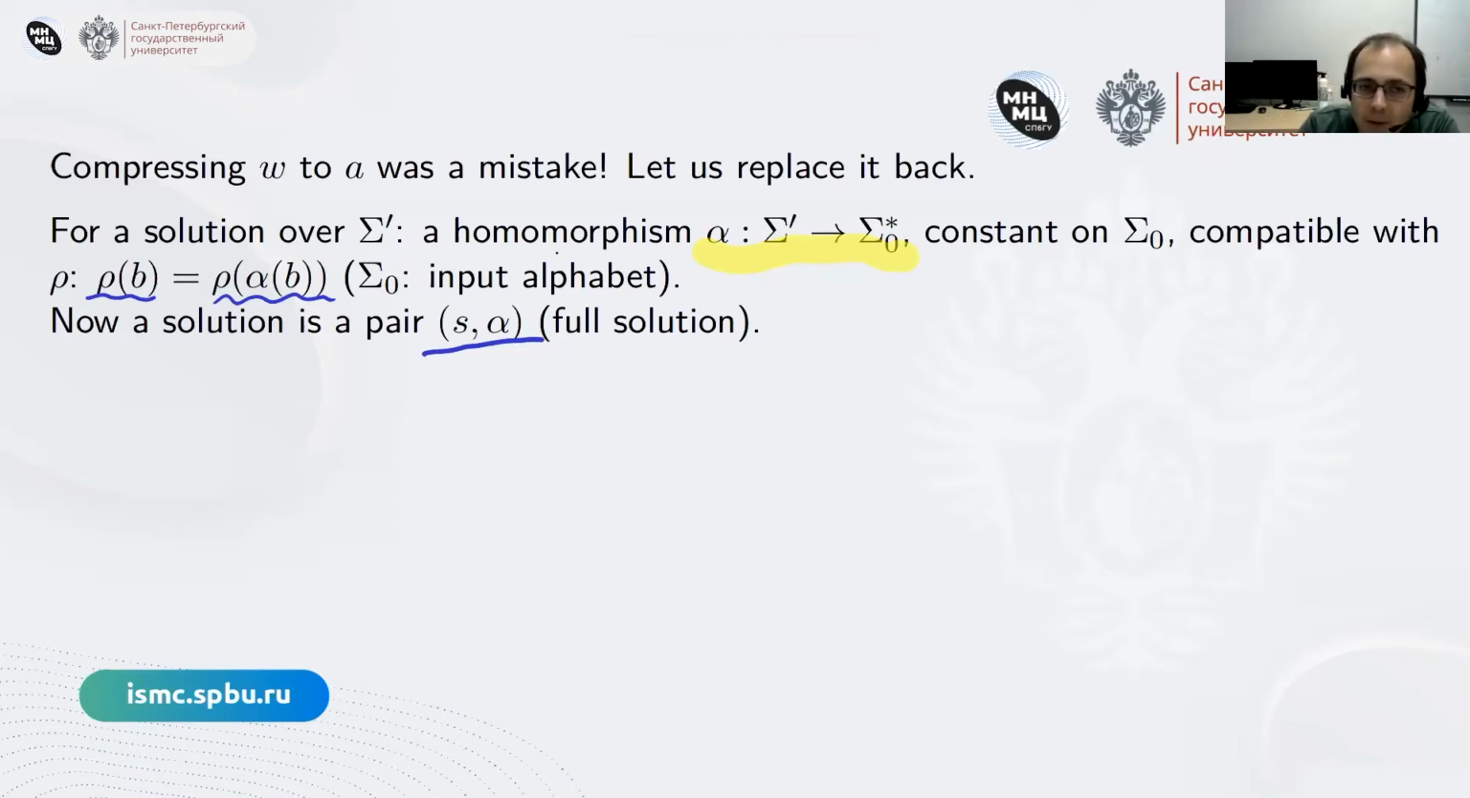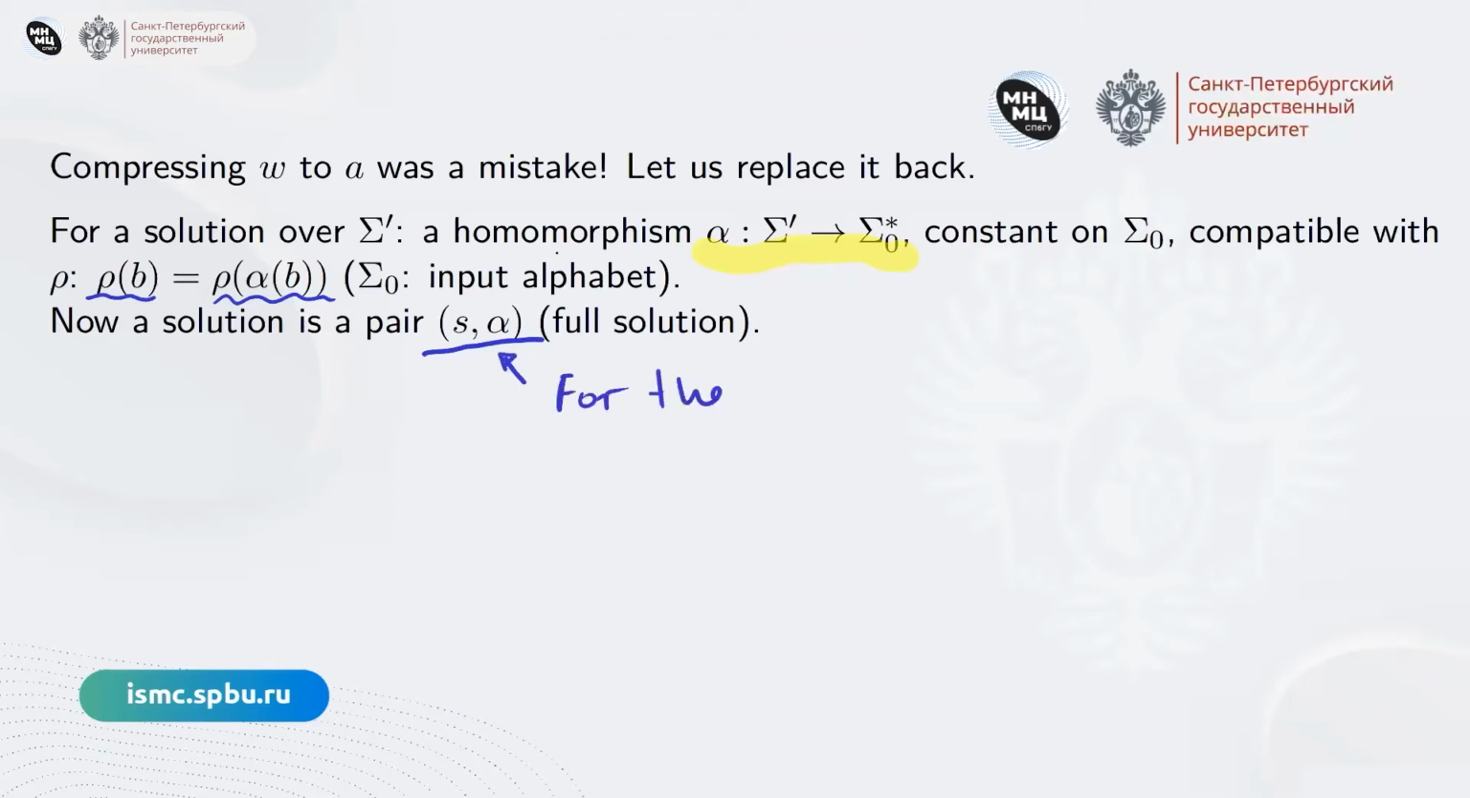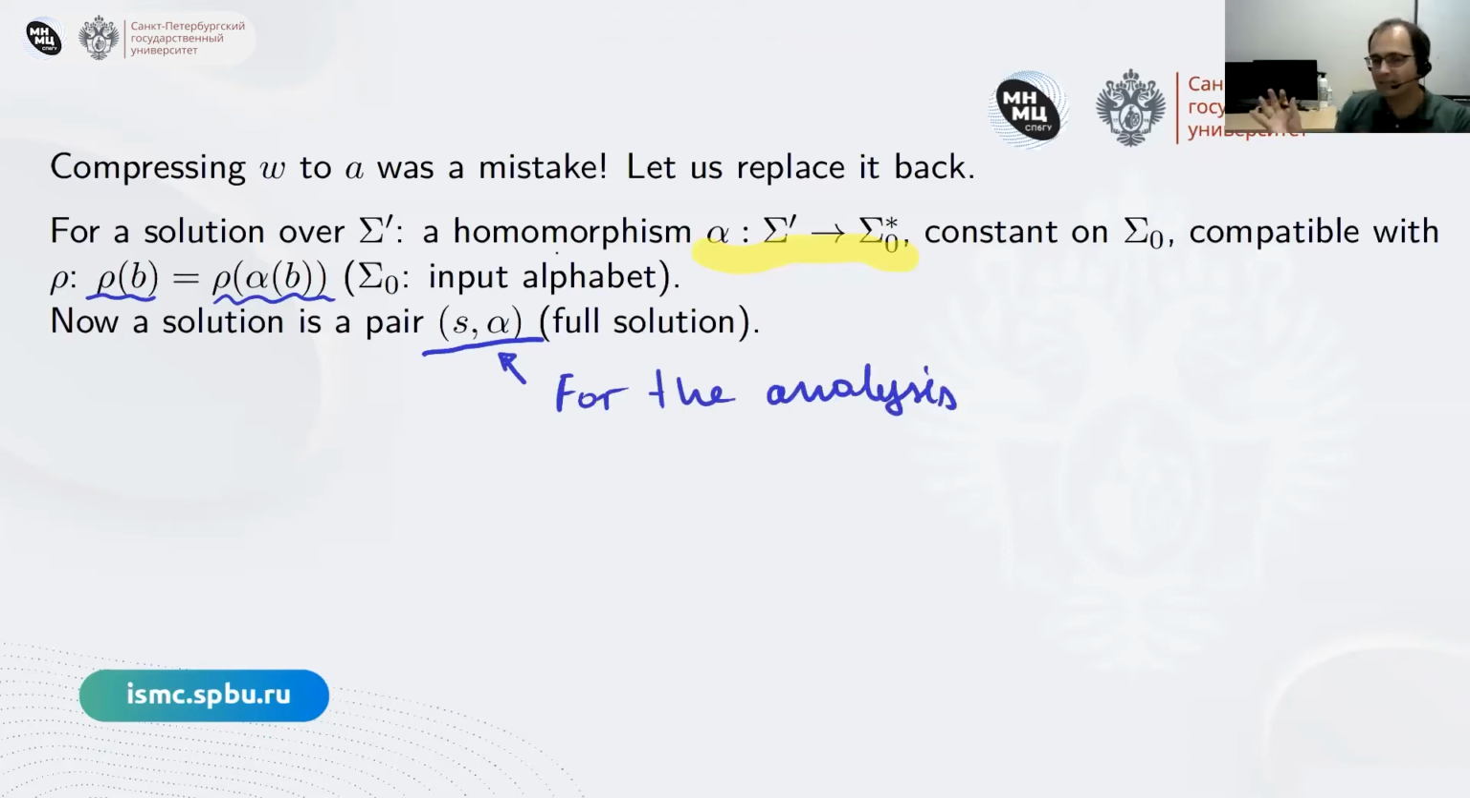Okay, one should mention that this is just for the analysis. The algorithm doesn't know the solution, it doesn't know this homomorphism alpha. This is just a tool of the analysis that we use to show some properties. So this is not stored anywhere. The algorithm works as previously, so it chooses some pairs, replaces, and so on. And the solution and the alpha are just used for the analysis.